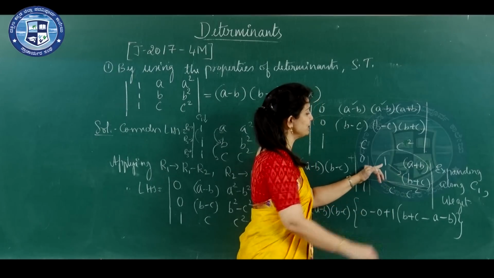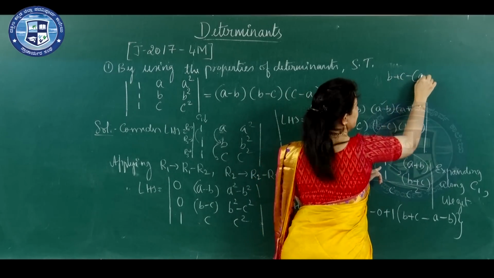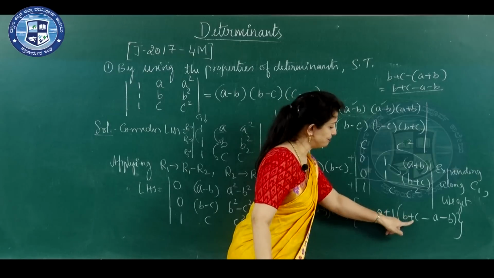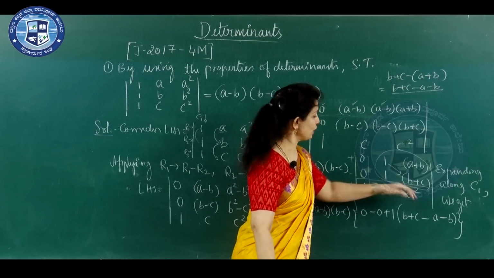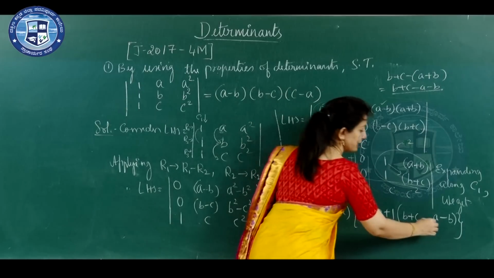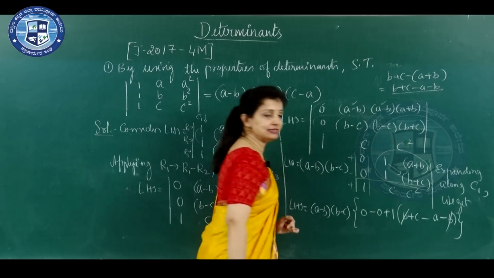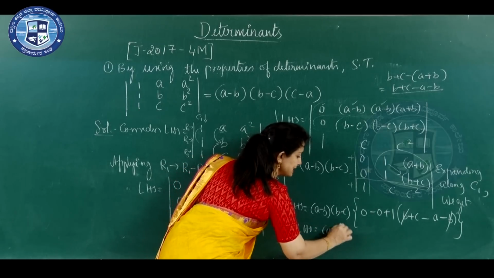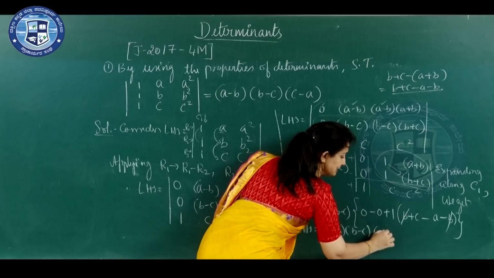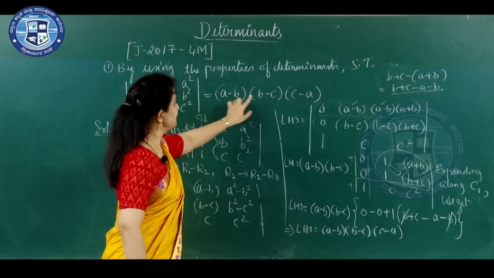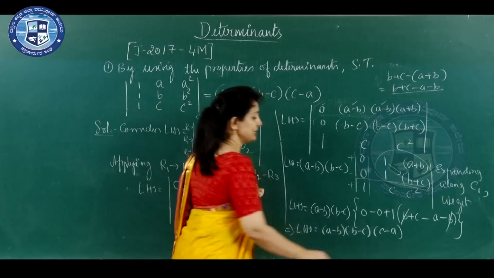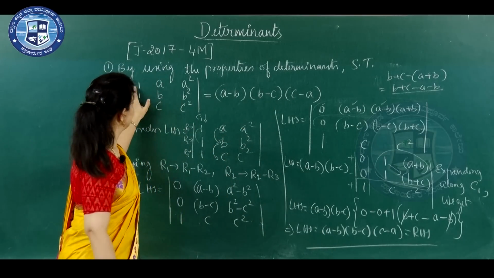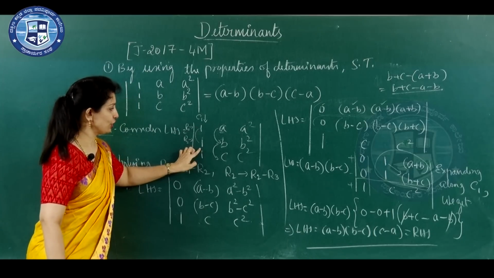Look at this, when you cross multiply, what do we get? B plus C minus of A plus B, B plus C minus A minus B. That is why we have written B plus C minus A minus B. Minus of A plus B, so minus A minus B. Look at this, plus B minus B cancelled. So, what do we have? Which implies we have A minus B into B minus C into C minus A. A minus B into B minus C into C minus A is the RHS, right hand side, hence the proof.